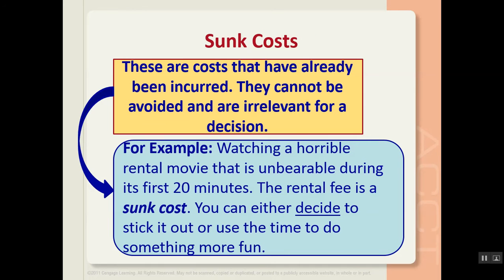Sunk costs are historical costs. They've already occurred and they cannot be avoided, and they're totally irrelevant to the decision. An example here is watching a horrible rental movie that's unbearable during its first 20 minutes. The rental fee is a sunk cost. You shouldn't take into consideration that rental fee because you're stuck with it whether or not you watch the movie.